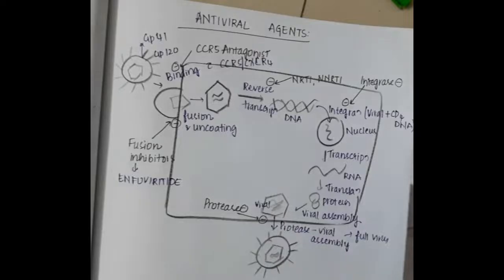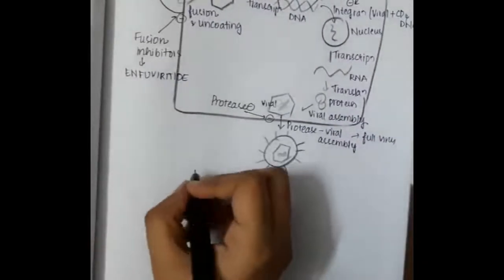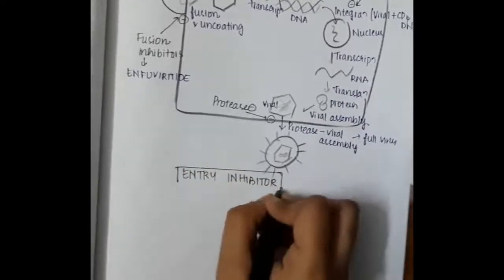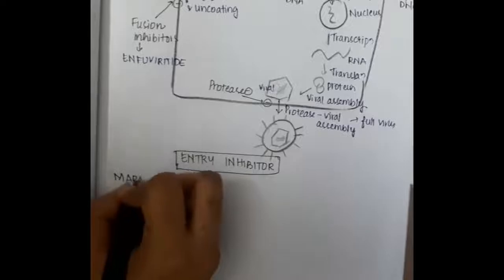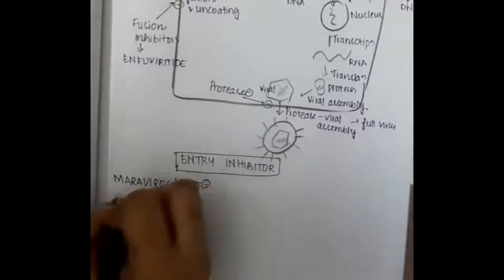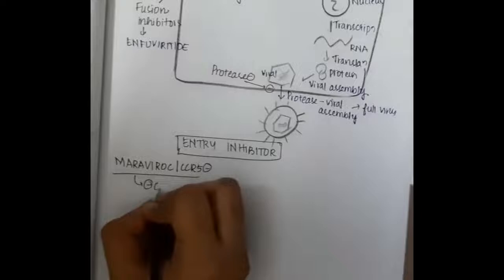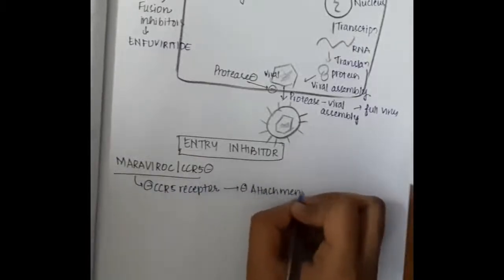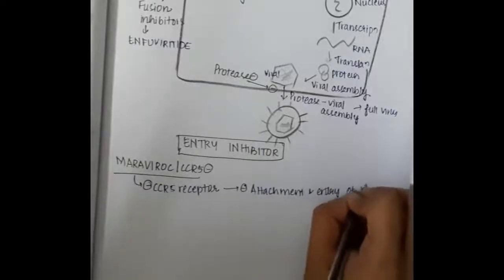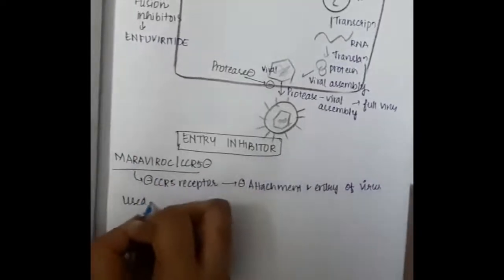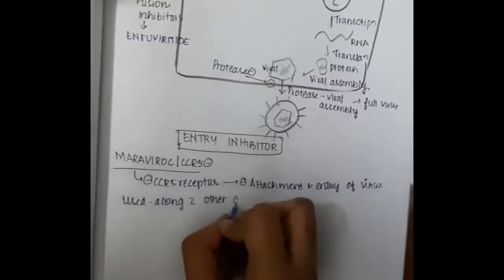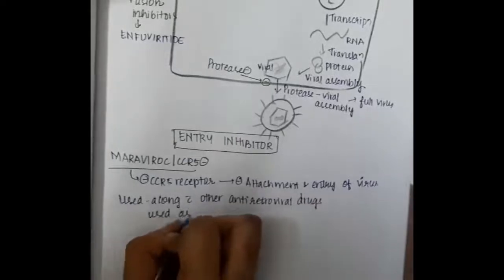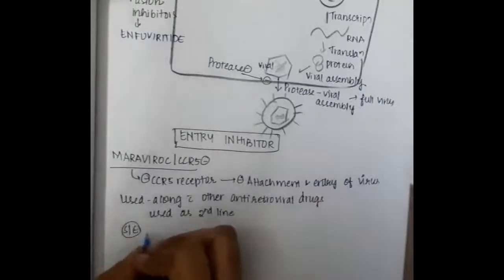Hello friends, let us now learn some important points about the entry inhibitors. In the entry inhibitors we have the drug Maraviroc, or CCR5 inhibitors. Maraviroc inhibits the CCR5 receptor and thus inhibits attachment and entry of the virus. Maraviroc is used along with other antiretroviral drugs. It is also used as a second line drug.